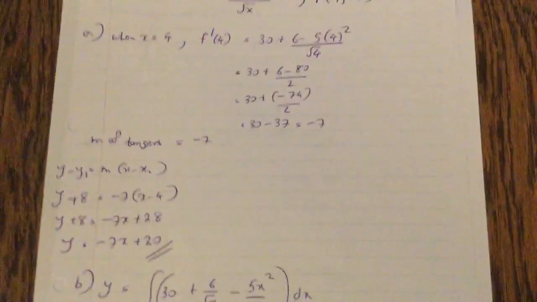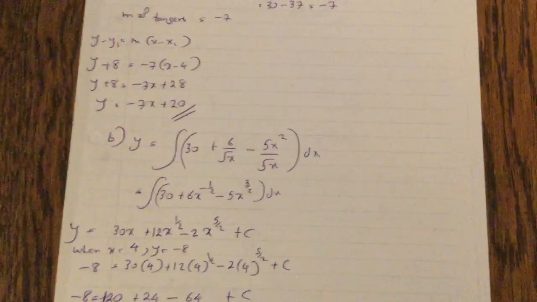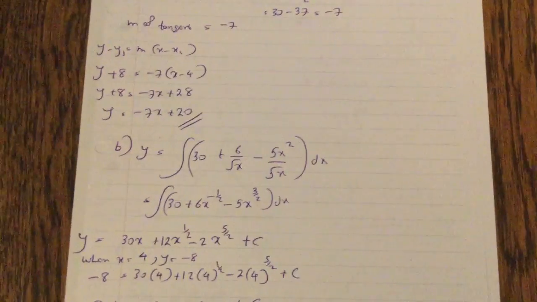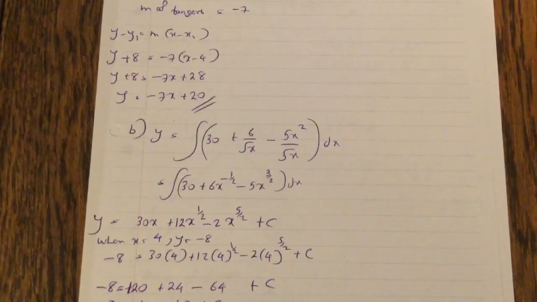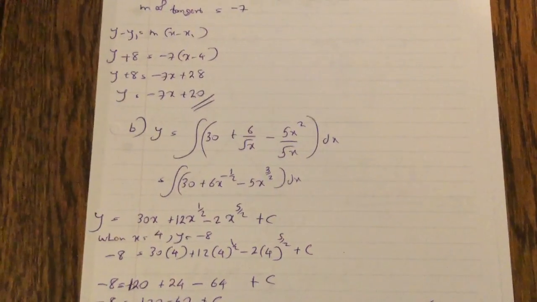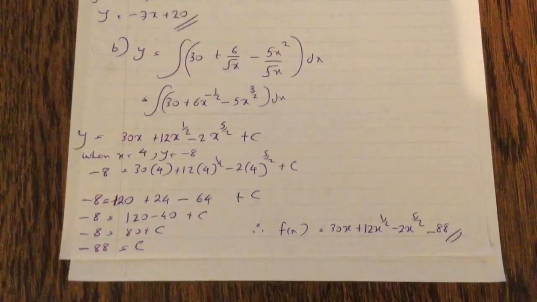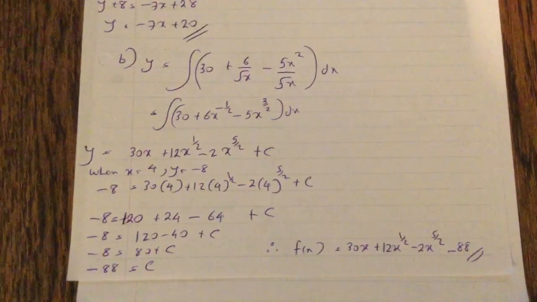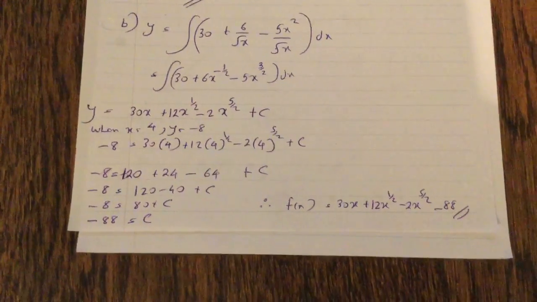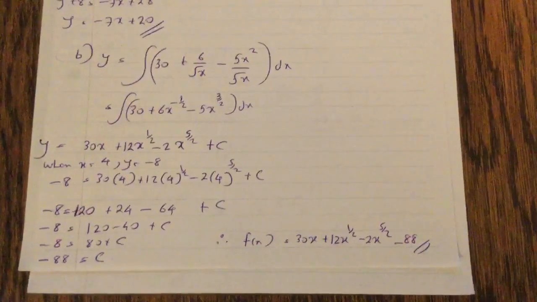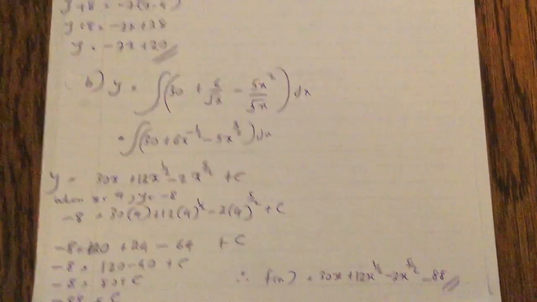7x plus 20. Now to integrate this, when you simplify it, it becomes 30 plus 6 over root x minus 5x squared over root x. So that equals the integral of 30 plus 6x to the minus half minus 5x to the 3 over 2 dx. So y equals 30x plus 12x to the half minus 2x to the 5 over 2 plus c. So when x equals 4, y is equal to minus 8. When you substitute the points, you get c equals minus 88.